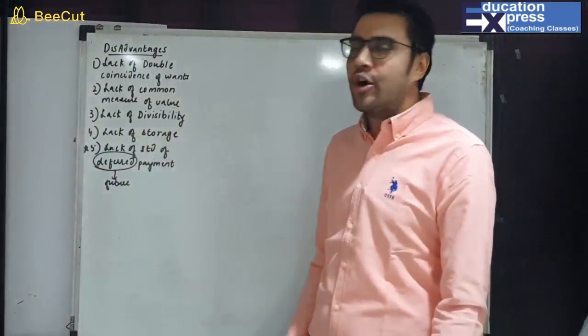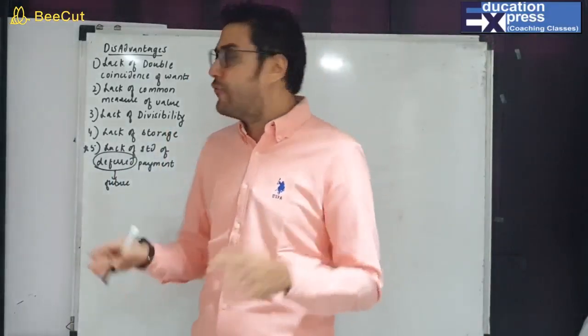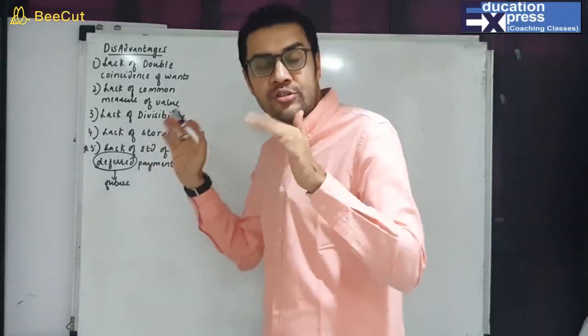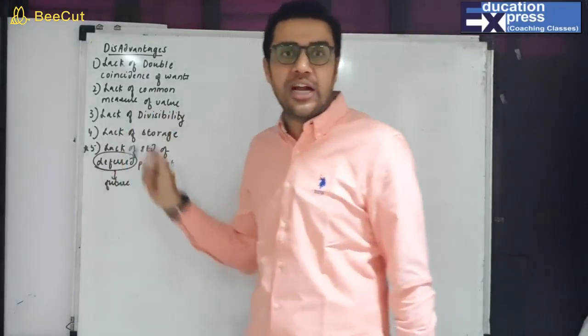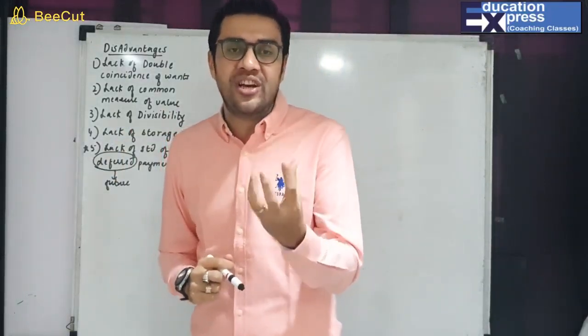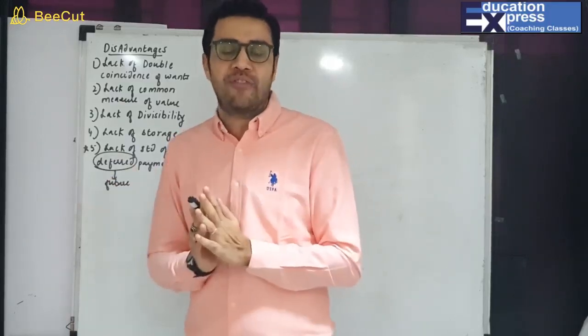Second point, lack of common measure of value. Even if double coincidence of wants has happened, another problem would be with regard to a common measure of value. We did not have any common thing to measure. How can we measure everything in terms of money now? At that time there was no common measure of value.